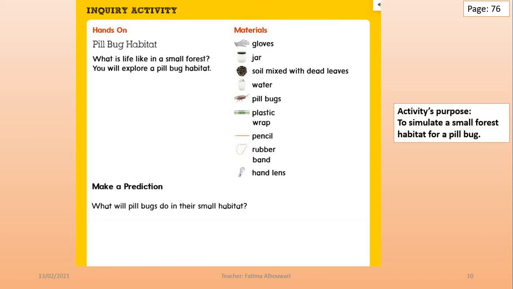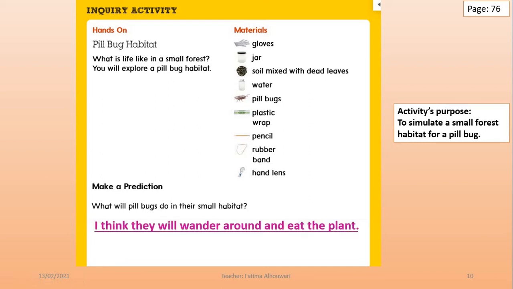The purpose of this activity is to simulate a small forest habitat for a pill bug. So interesting! But before we begin, let's make a prediction. What will pill bugs do in their small habitat? Think about it and write your answer in this space. For me, I think they will wander around and eat the plant.